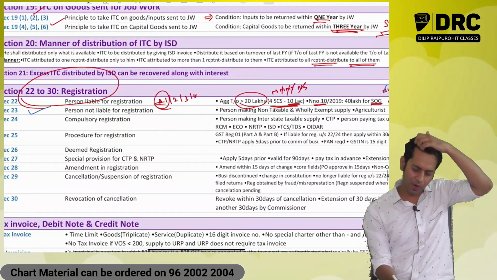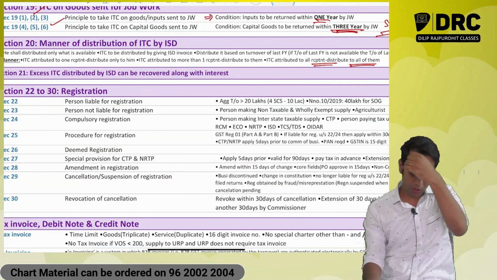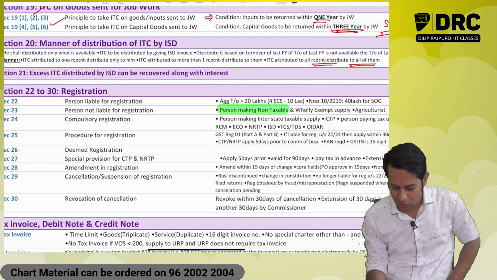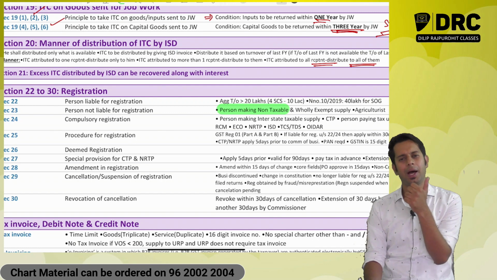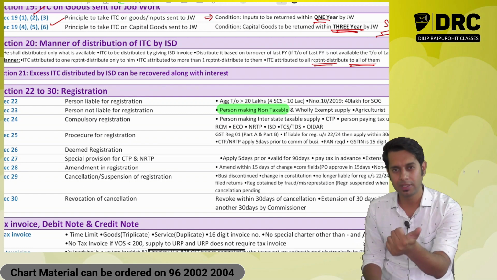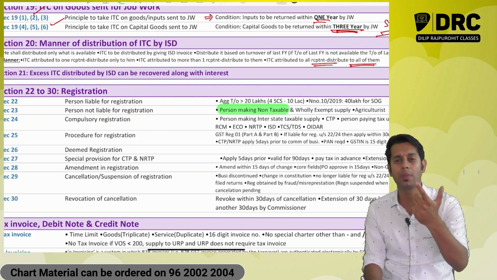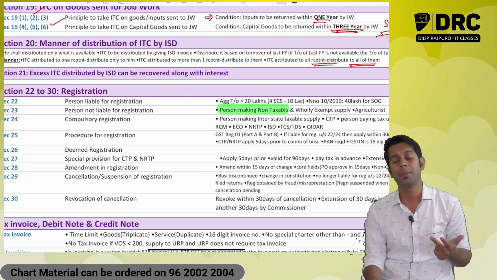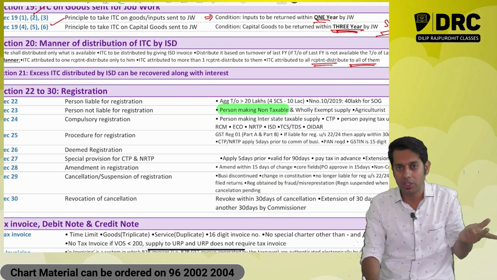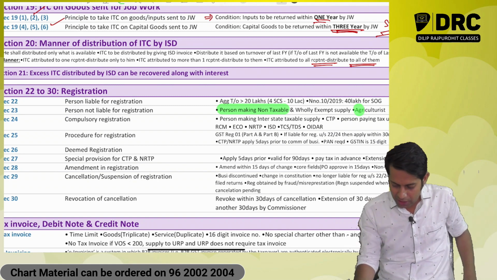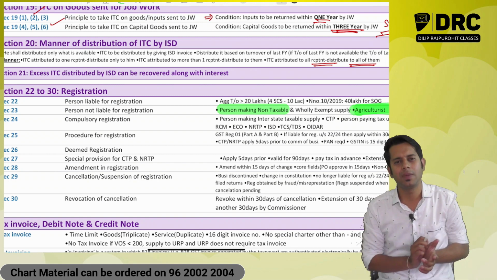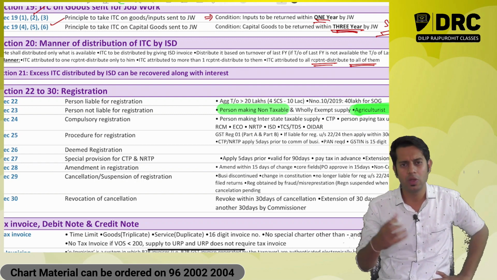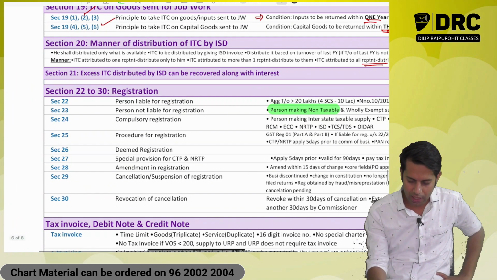Then persons not liable for registration. Section 23 talks about what, sir? Persons not liable for registration. Who are the different persons who are not liable for registration? If you are a person who is making non-taxable supplies, you are not liable for registration. If you are making supplies which are exempt, you are not liable for registration. If you are making supplies which are taxable under reverse charge, not liable for registration. Then if you are an agriculturist who is supplying whatever is cultivated by you, whatever is produced by you out of cultivation of land, you are not liable for registration.